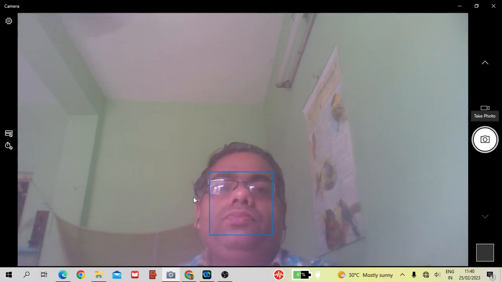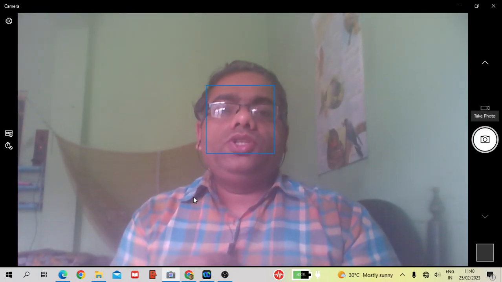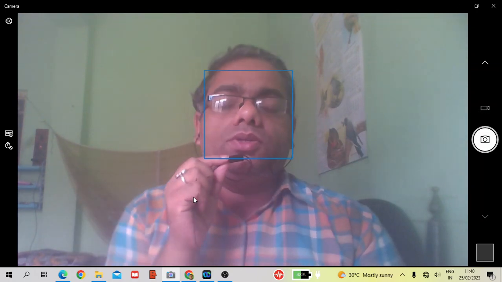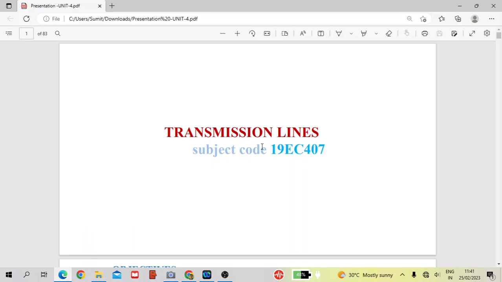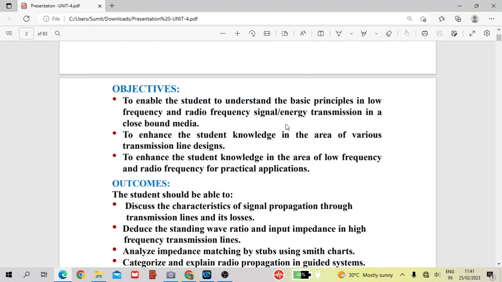Okay, we will be doing the transmission lines chapter today. A transmission line is a medium of transmitting power or signal from one place to another. These are the objectives and the outcomes.